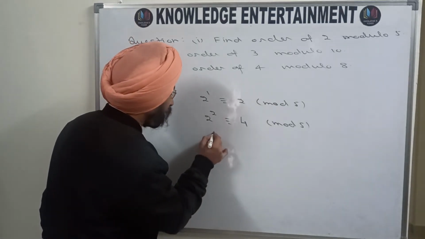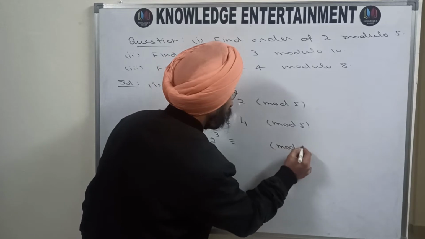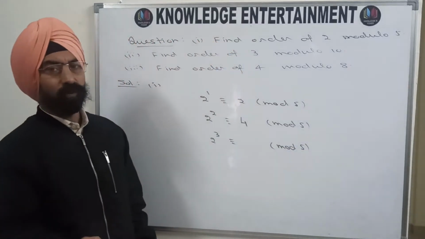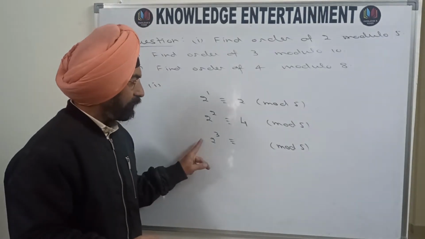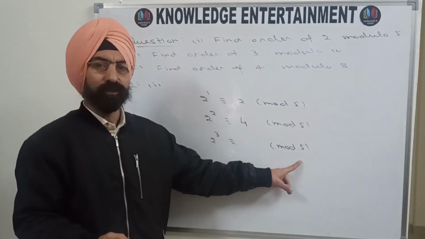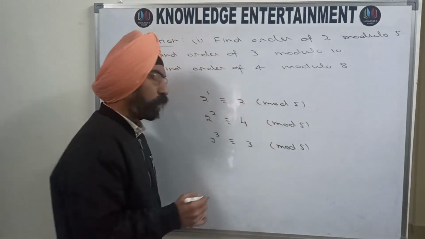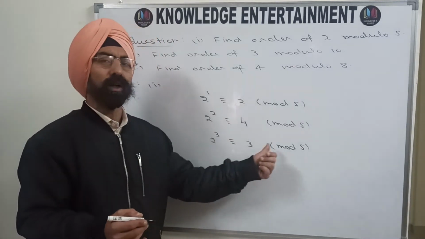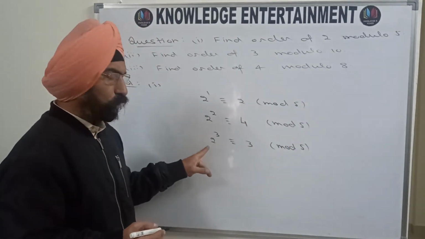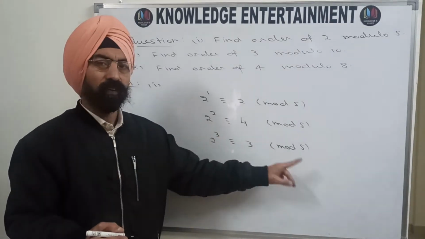2 raised to the power 3. And let us check which number it is congruent to modulo 5. 2 raised to the power 3 is 8, and 8 when divided by 5 will give you remainder 3. So that means 2 raised to the power 3 is congruent to 3 modulo 5. So that means it is once again not congruent to 1 modulo 5. So order of 2 once again is not equal to 3 modulo 5.